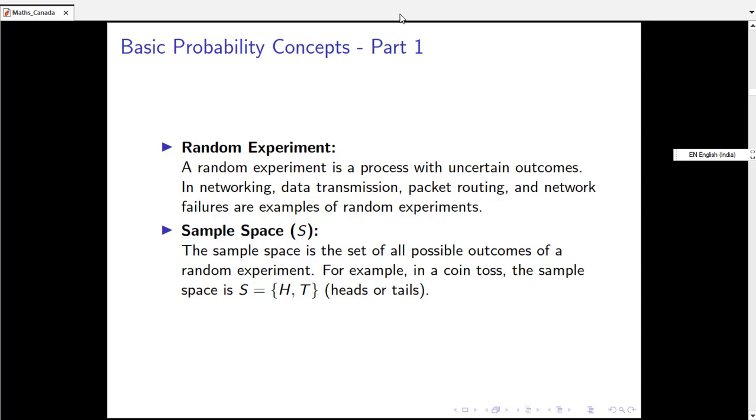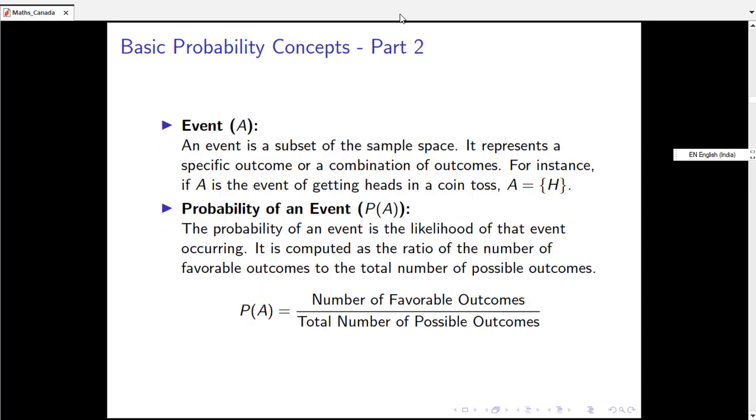Now, basic probability concepts. As we know, what is a random experiment? There are certain outcomes of any experiment. In networking, we come across data transmission, packet routing, network failures, packet loss, etc. These are random experiments. The sample space, as we have discussed, is like head or tails, the set of all possible outcomes. And an event, as we already discussed, is a possible outcome that happens. And probability of that we have already discussed.